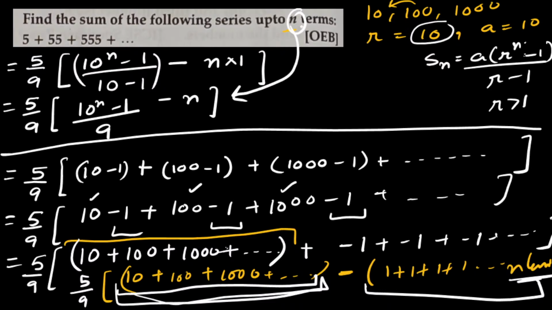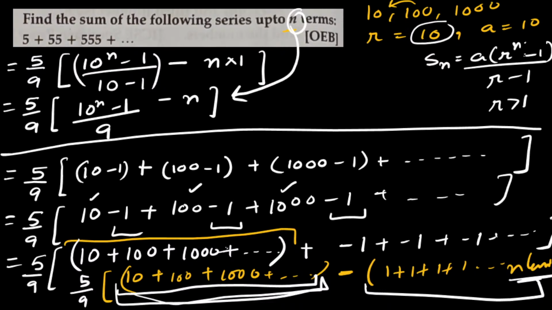Up to n terms, whenever we find the sum of any expression up to n terms, the final expression will always contain n. Unless you know the value of n, you can't simplify it further, and in terms of n only you will be getting its answer. I hope this is clear.